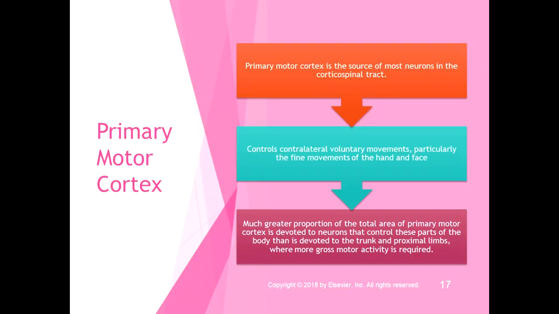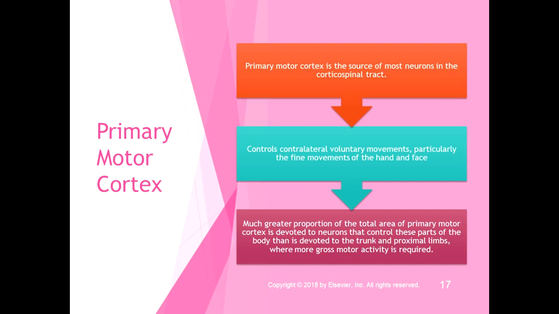Okay, so the primary motor cortex is the source of most of the neurons in the corticospinal tract. So the bodies of those neurons live in the primary motor cortex. Primary motor cortex is located just anterior to the central sulcus. So it's right next door, or right across the street from the primary somatosensory cortex. Isn't that interesting? And it's also somatotopically arranged. It controls contralateral voluntary movements, particularly fine movements of the hand and face.